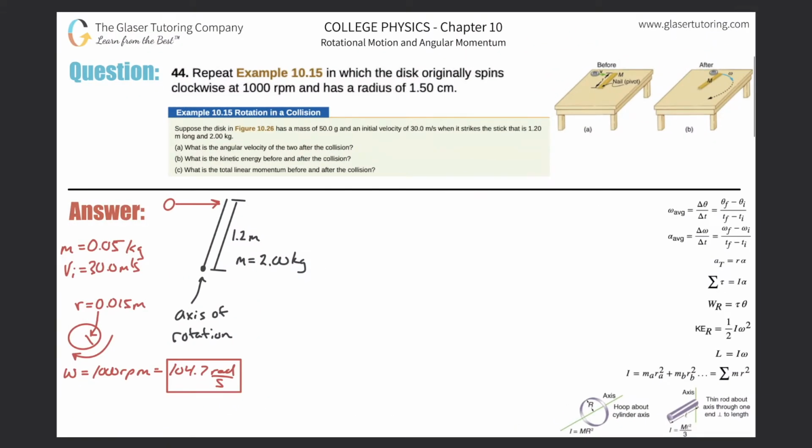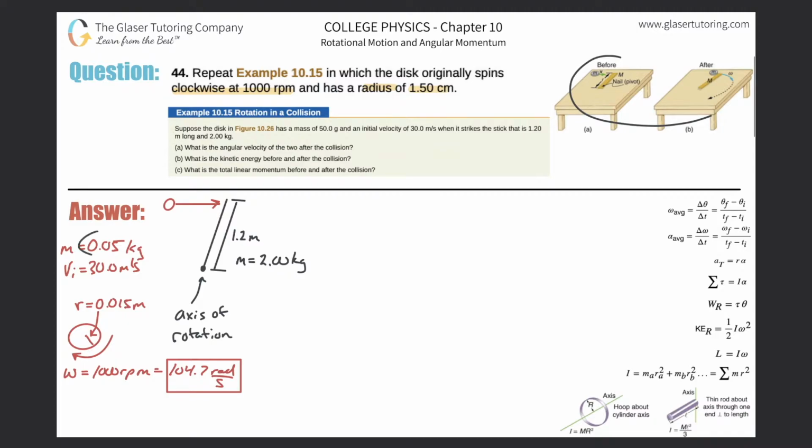Number 44, repeat example 10.15, in which the disk originally spins clockwise at 1000 RPM and has a radius of 1.5 centimeters. So the picture's up here, guys, on the upper right. What I tried to do over here was just simplify it without the table and whatnot. Here's the disk. It's traveling linearly.